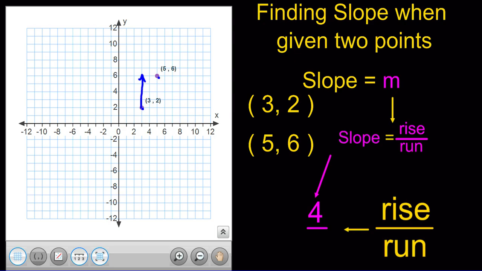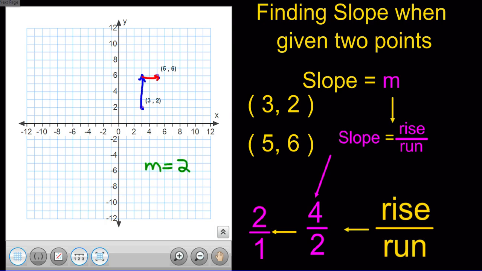And then my run, I'm coming over to the right 2 units. Now since I'm going right, that is a positive 2, and we have our rise over run. Now in order to write this as slope, we have to simplify it, and we get 2 over 1. Some people like to keep it as an improper fraction, or you could actually write m is equal to 2, because that's your slope.